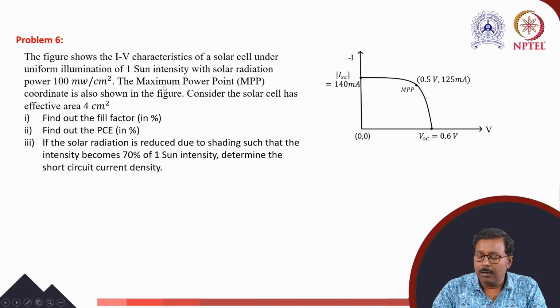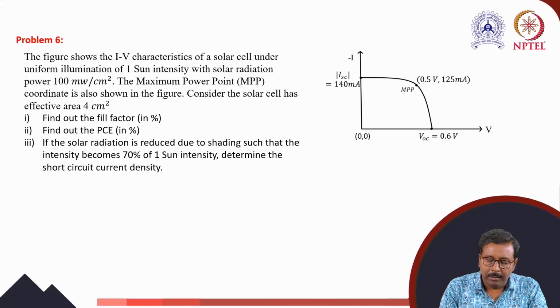Here the figure of IV characteristics of a solar cell is given. One sun solar radiation power is 100 milliwatt per centimeter square. Actually, if you follow, this power is written as milliwatt per centimeter square. That means intensity is given. It is basically intensity. Maximum power point coordinate is also mentioned.